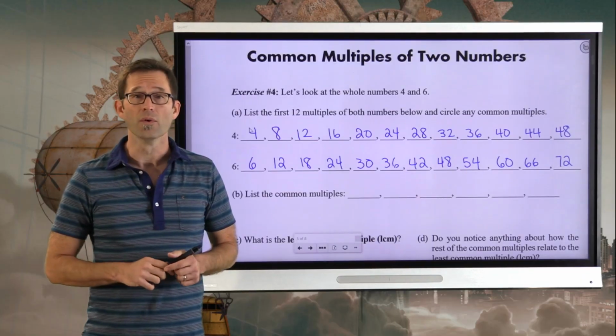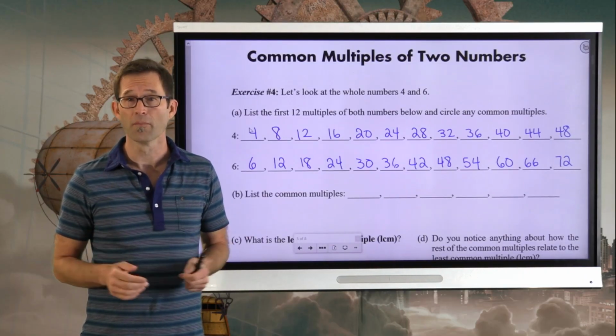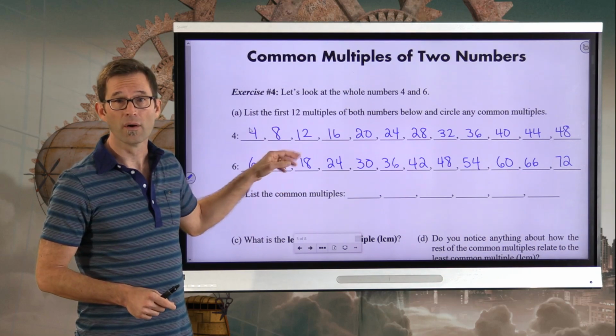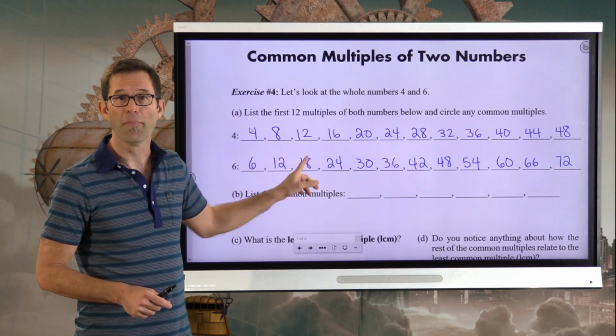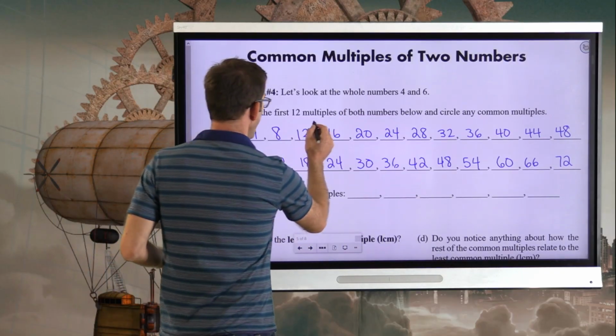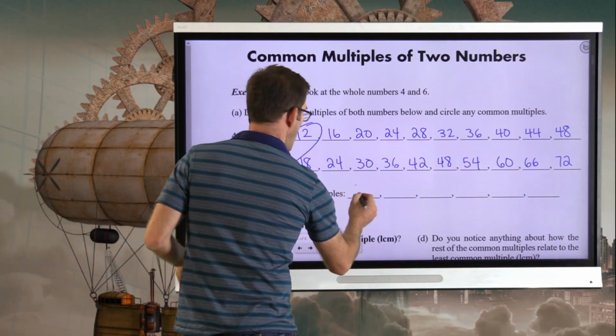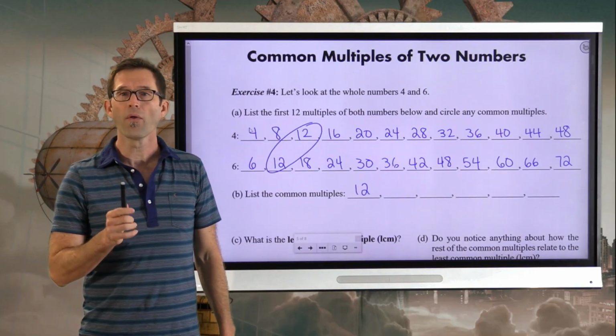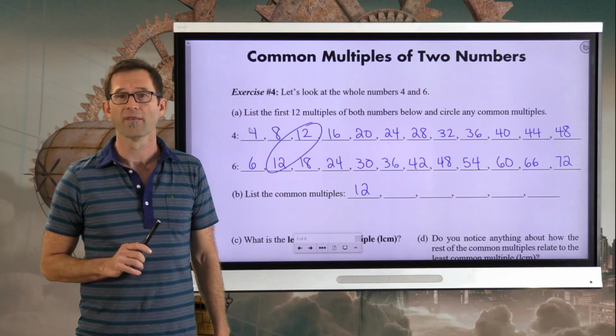But now what we want to do is we want to try to find the common multiples. Well, obviously, 4 and 6 aren't a common multiple. 8's not a common multiple, but look, both of these two have multiples of 12, right? So that's a common multiple. Why don't you take a moment and figure out all the other common multiples that they have in the list?